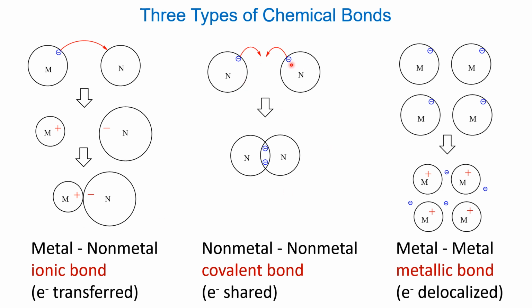Now, when you have two nonmetals, they will usually like to share electrons. And when they share the electrons, they can form a covalent bond. And that is by electron sharing.